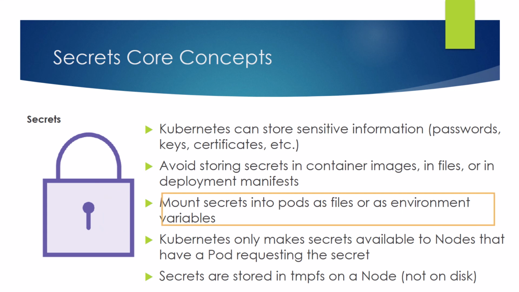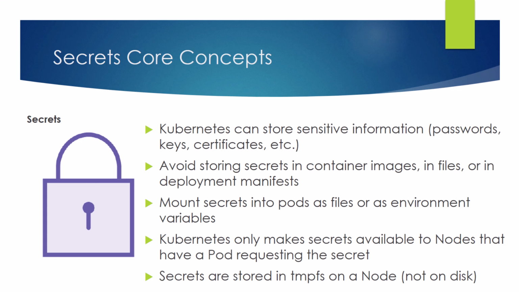Now we can mount these secrets into pods as files, and that will involve volumes, or we can use environment variables. Now we'll recall that's very similar to what we can do with config maps as well. So a lot of what we have already learned with config maps is going to translate over directly to secrets.